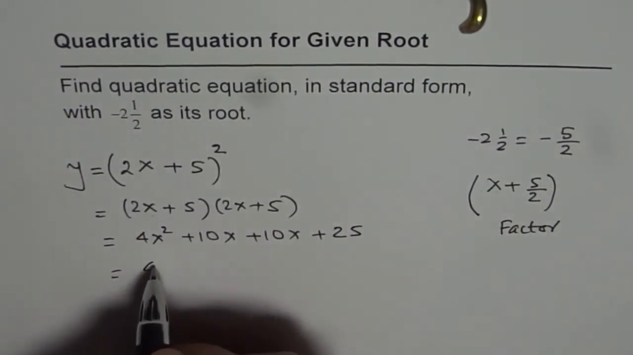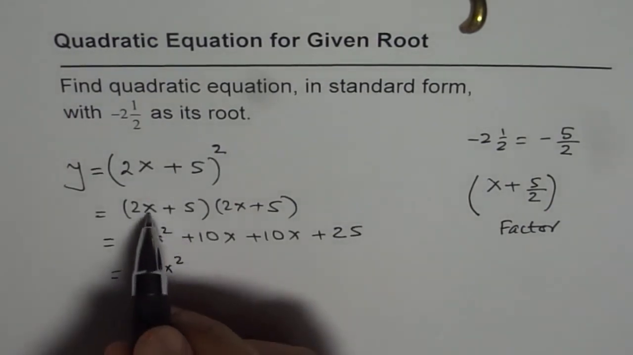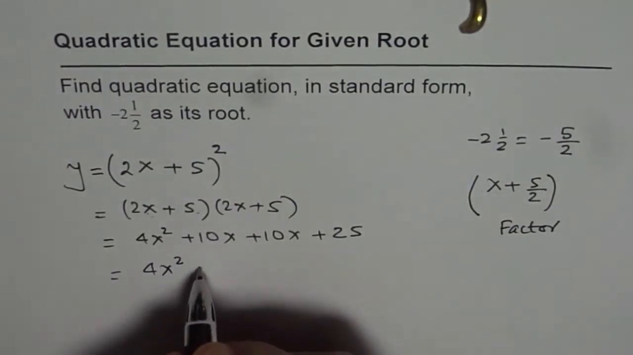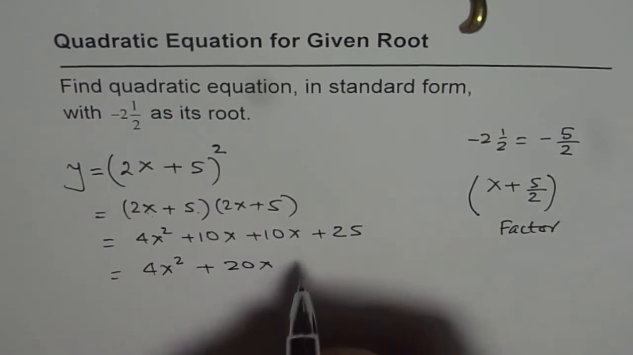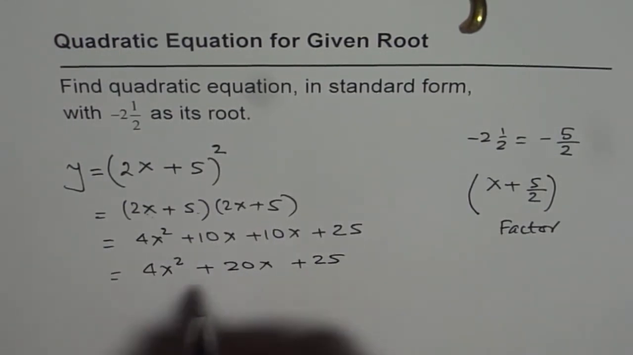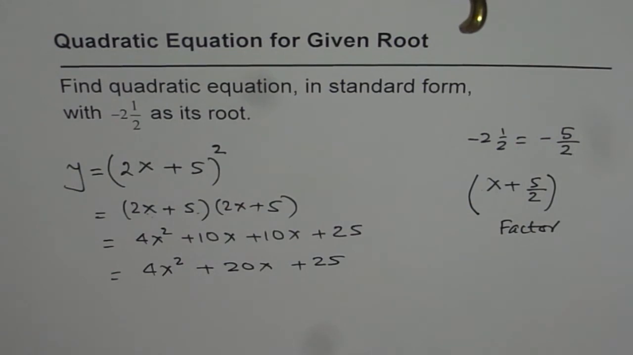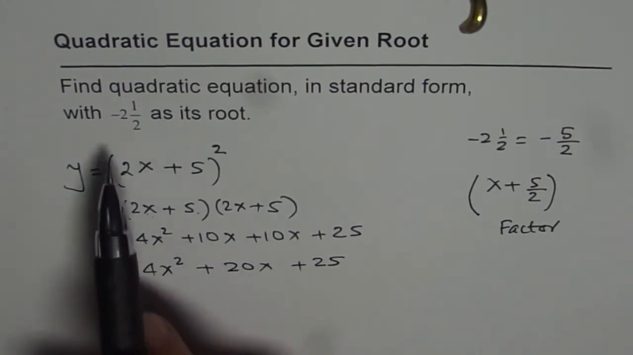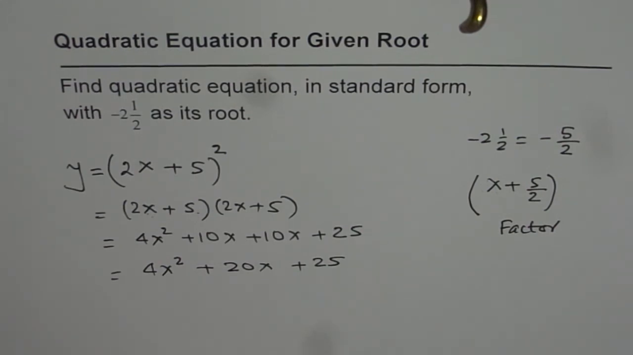So we get 4x squared plus 2 times ab, which is 20x, plus 25. So that becomes the quadratic equation, and this quadratic equation has just one root, which is minus 2 and a half. So that is how you can get the equation.